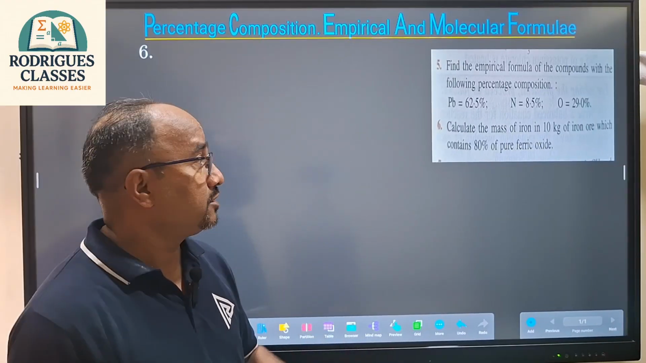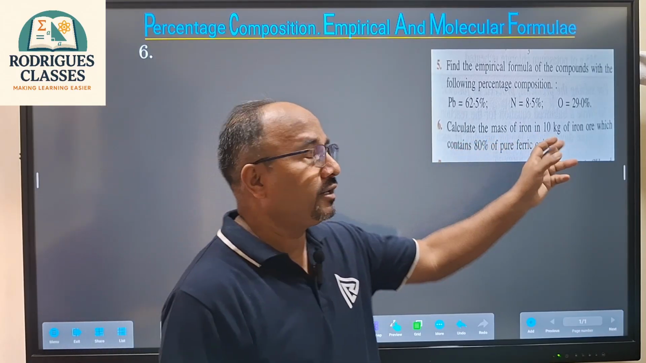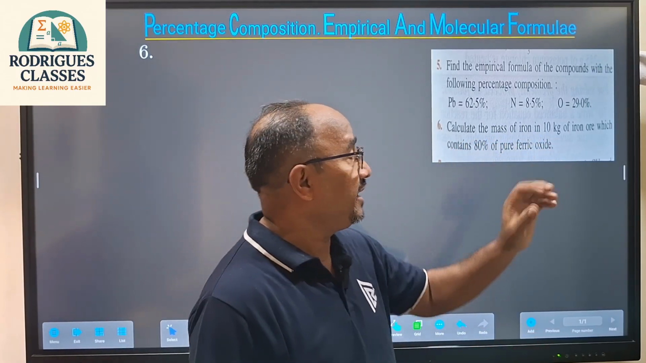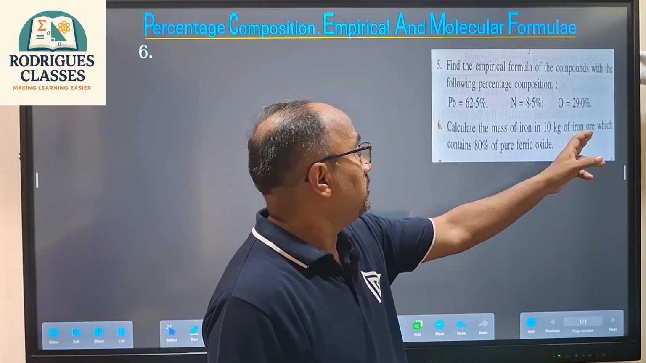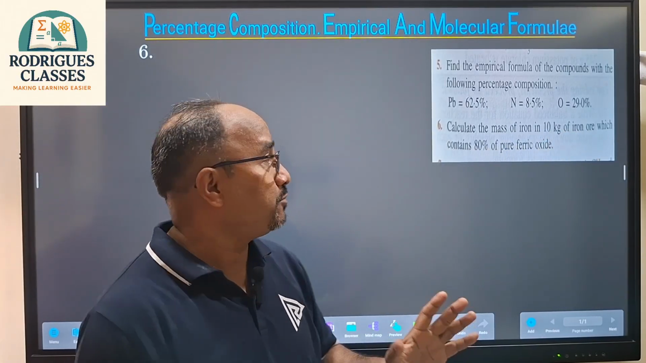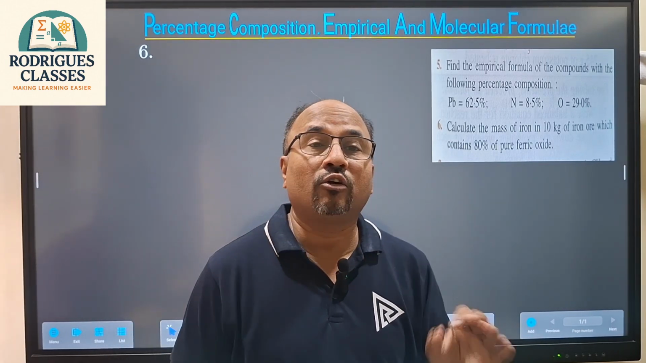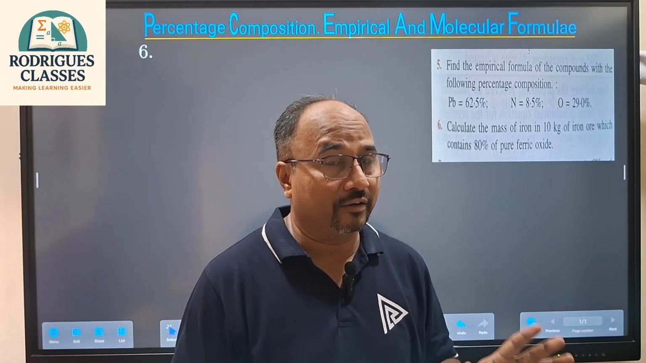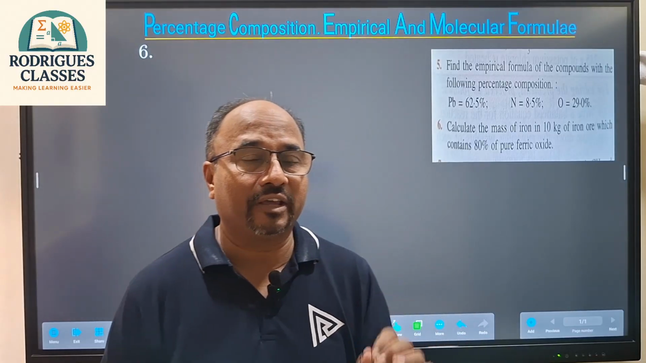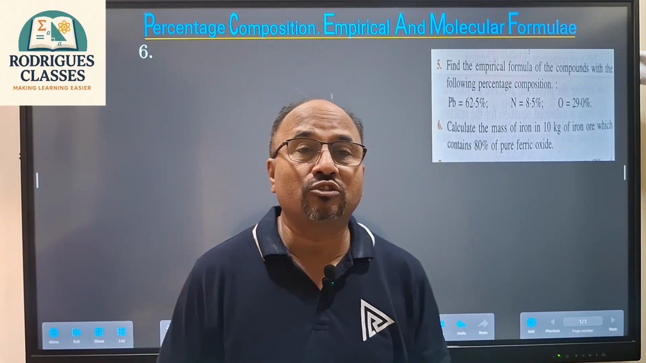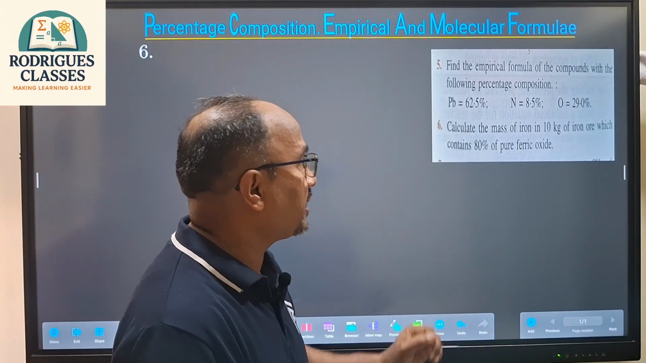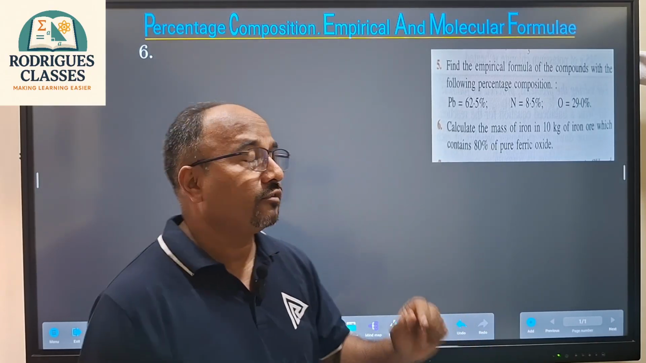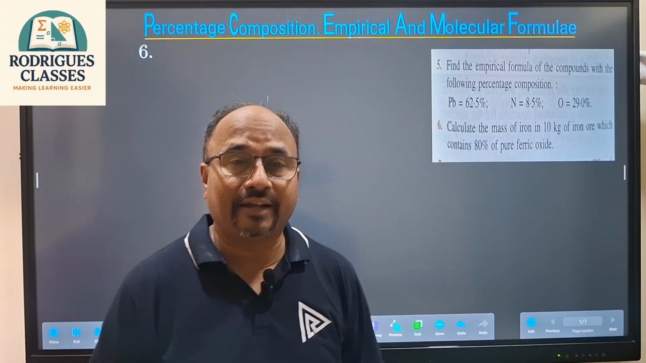Question number 6 tells us this. Calculate the mass of iron in 10 kg of iron ore. So there is 10 kg of iron ore which contains 80% pure ferric oxide. So out of that iron ore, only 80% is ferric oxide. In that, how much iron is there we have to find. So first of all, we will try to know how much ferric oxide is there in 10 kg.